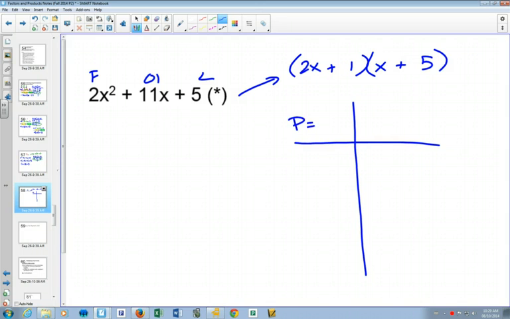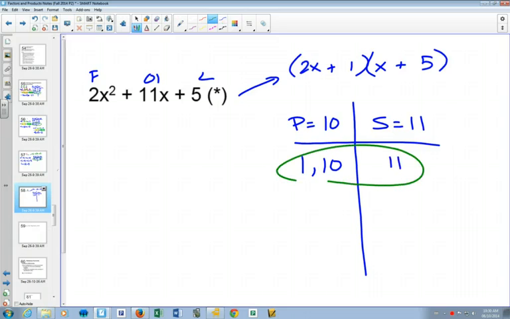As far as our grouping one goes, product would have to be 2 times 5, which is 10. Sum would have to be 11. And the only way to get that is 1 times 10 is 10, and 1 plus 10 is 11. So we're left with 2x squared plus x plus 10x plus 5.